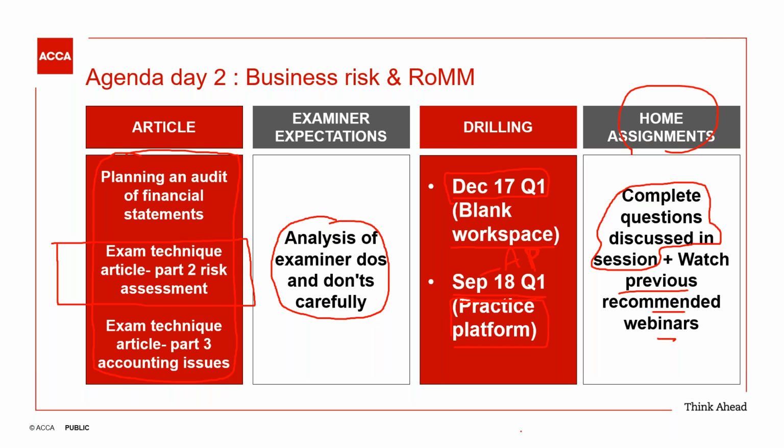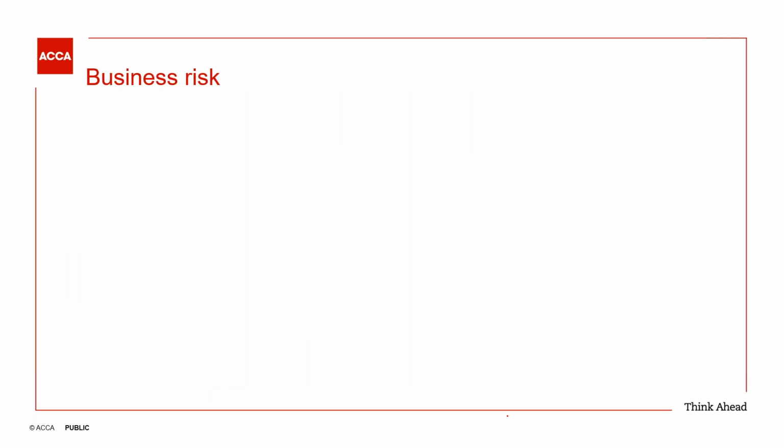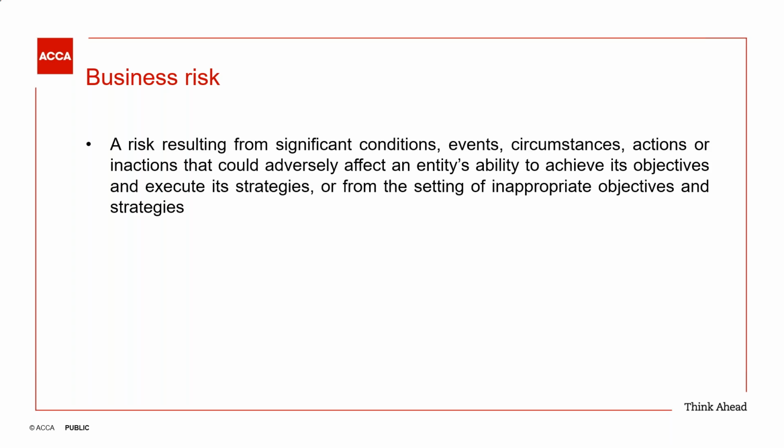Okay, now moving on. Business risk. What is a business risk? I just made a summary from the article. You need to read the article, right? But just to save time, I'm going through a summary. A business risk in the Examiner article is a risk resulting from a significant condition, event, or circumstance, or an action, or an inaction that could adversely affect the entity's ability to achieve its objective.